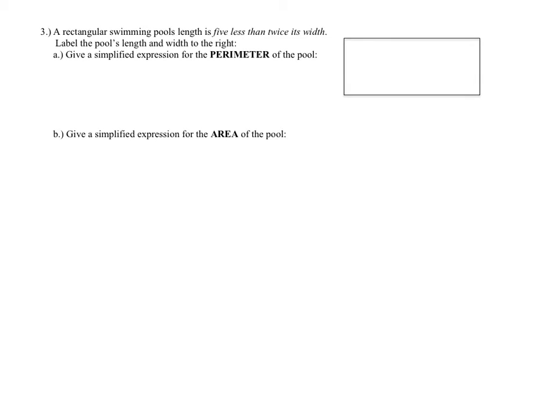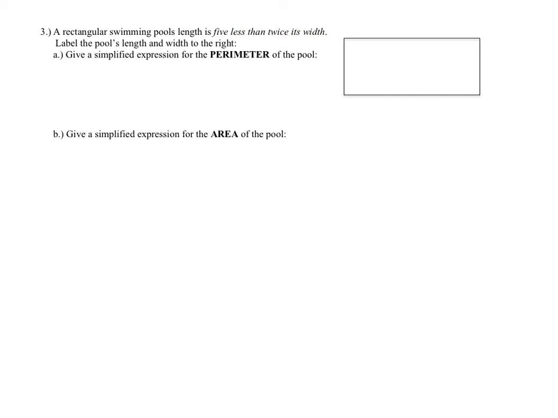Now, number 3, we're going to apply this kind of thing to a swimming pool. So this says a rectangular swimming pool's length is 5 less than twice its width. Label the pool's length and width to the right. So we're going to say that this rectangle right here is the pool. Now it says that the pool's length, which would be this part right here, is 5 less than, so subtract 5 from twice its width.